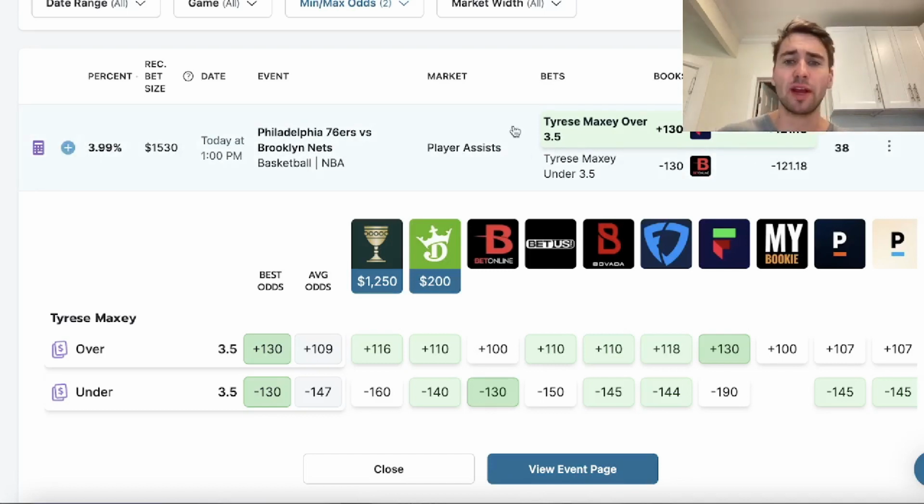So I took Maxey over 3.5 assists. I mean, you can see we're getting very clear value here. Most other sportsbooks have this around plus 110 odds. Pinnacle, sharpest bookmaker in the world, they're all the way down at plus 107. Bet Online, a really sharp sportsbook, they're all the way at plus 100.